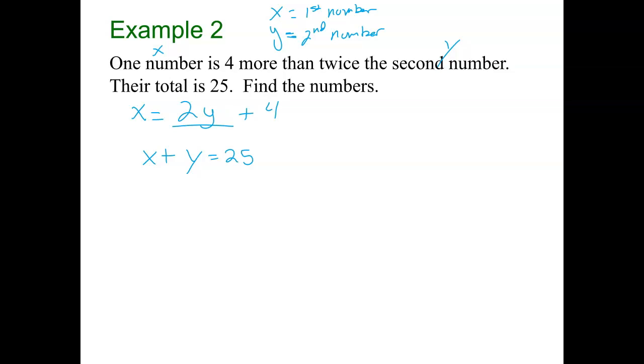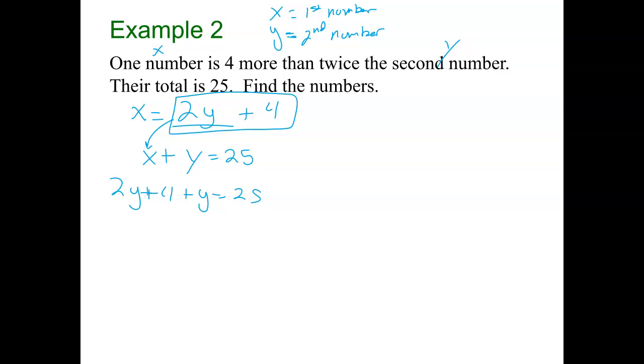What method looks like it might be the easiest to do? Substitution. Why substitution? The x is already by itself, so use substitution. It's already set up for it. Plug that in for x. 2y plus 4 plus y equals 25.